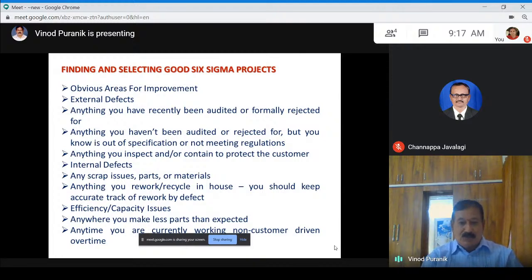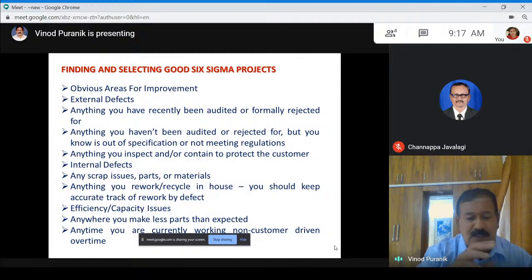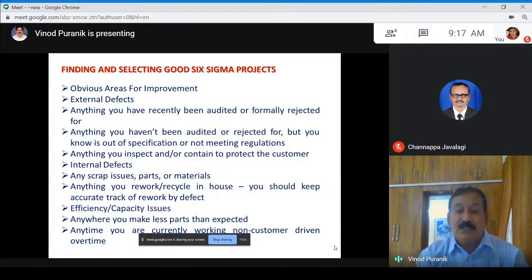So any scrap issues or any materials, anything you want to rework or recycle, there are so many problems there, so you have to work on that. Then problems like efficiency, problems like capacity issues, and anywhere you make fewer parts than expected. These are the problem areas where we can think about projects. This is very important to see. Any organization will look after this: these are the problems that exist and how to tackle them.